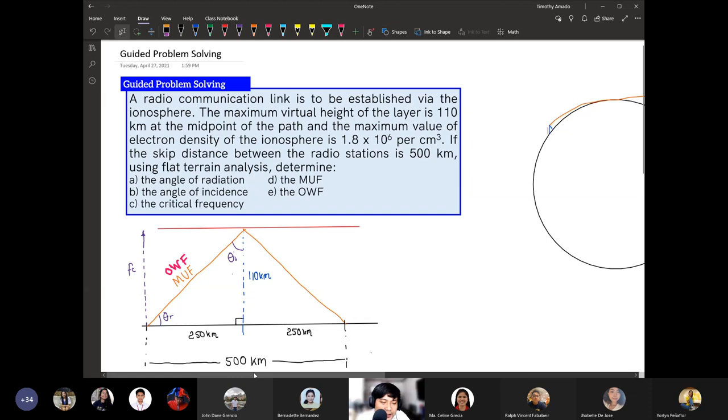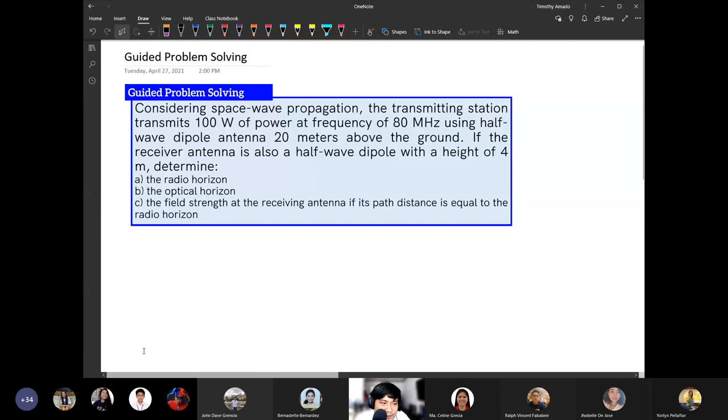Yeah, so very good. That's correct. If you increase the antenna height, mas malayo yung magiging transmission distance mo. Okay, so solve natin to, guys.